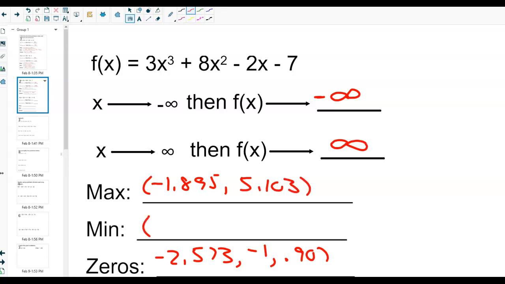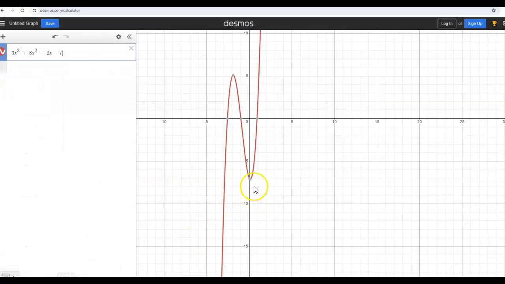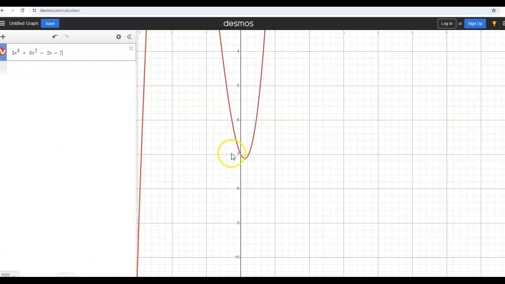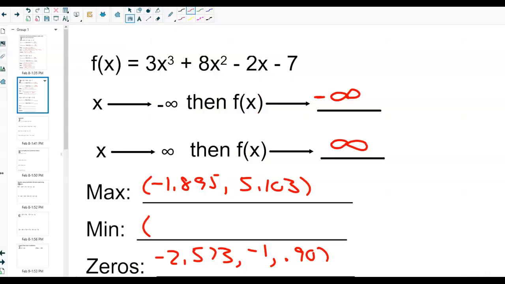Now we're going to the minimum. So now my graph turning back up. Once again, don't mix it up with the y-intercept. 0.117 and negative 7.12 is my minimum. And once again, we're just writing that off of the graph.